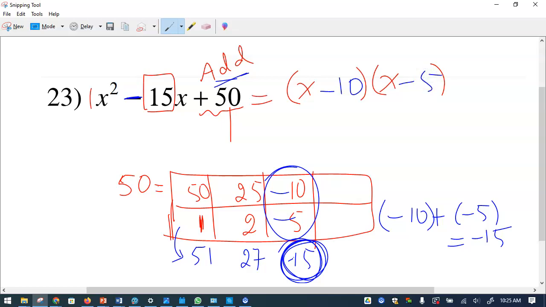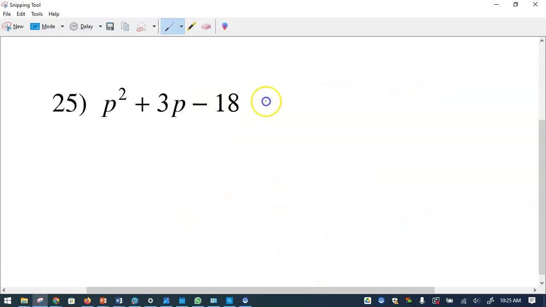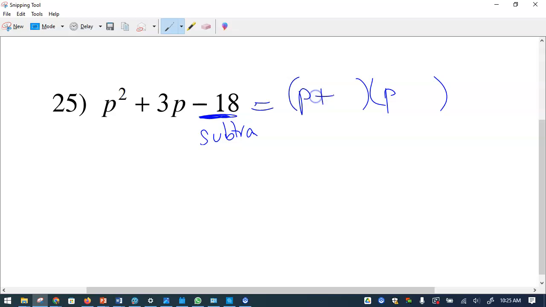Hope that helps. Let's do another one. Now, the variable that is used for this problem is p square. So put a p there, p. And then you see there's a negative. So this negative means subtraction. So it means one of them has to be positive, one of them has to be negative. That's what that means. And then you think of, okay, subtract.